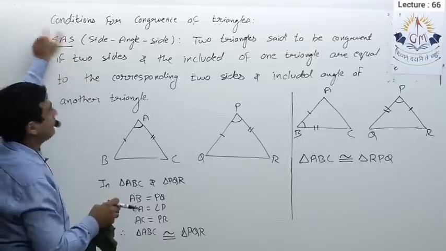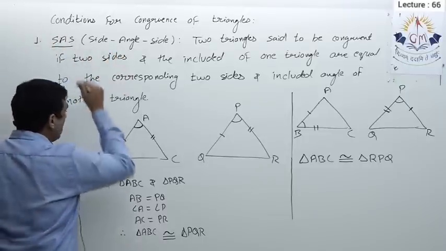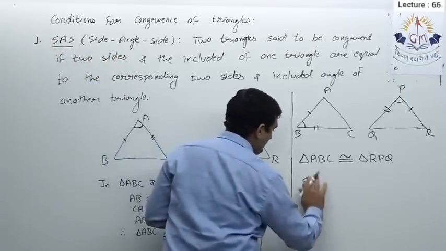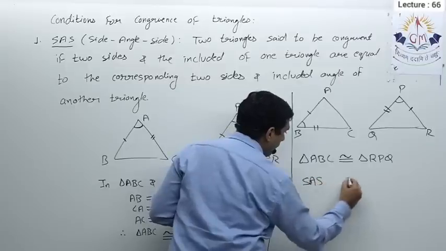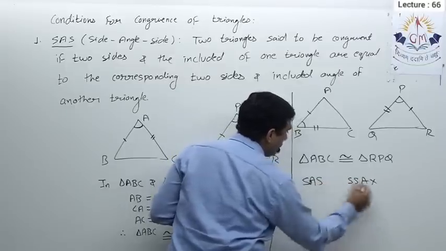Angle is between the two sides. Okay, I can't write SAS in this form, FSA. This will be incorrect. These two are not equal.